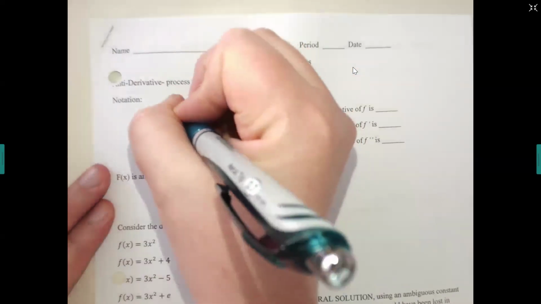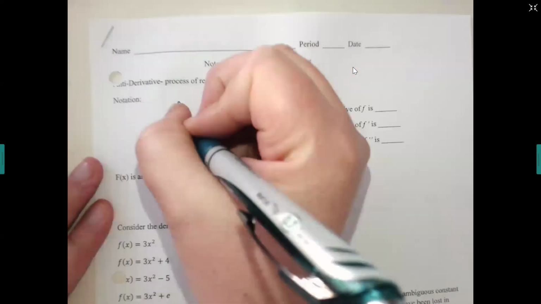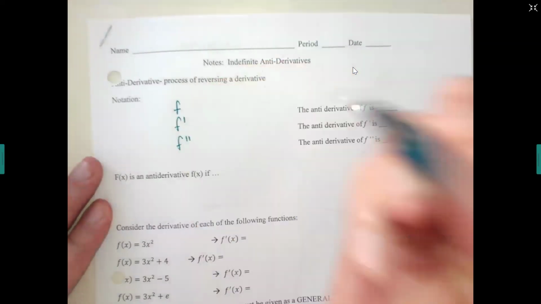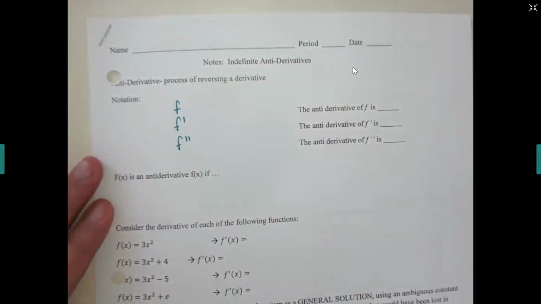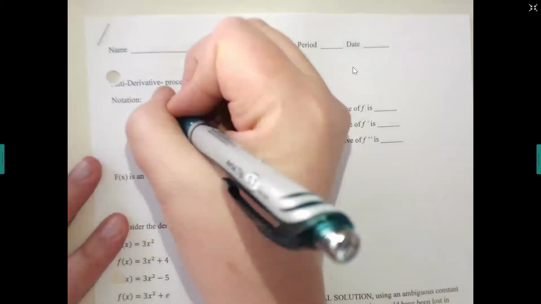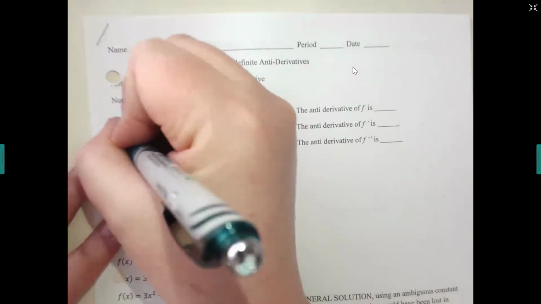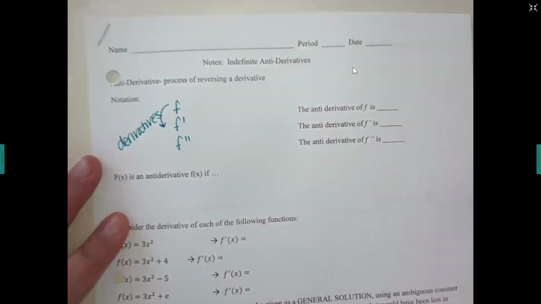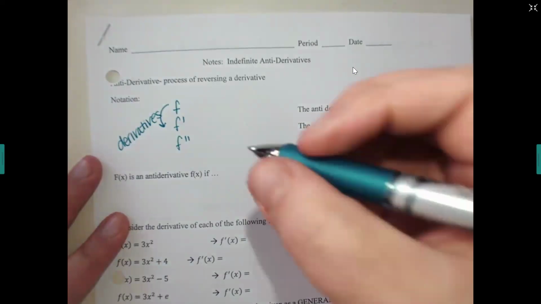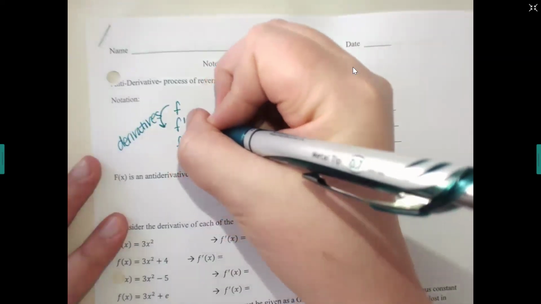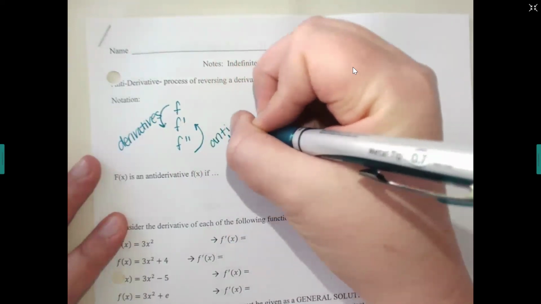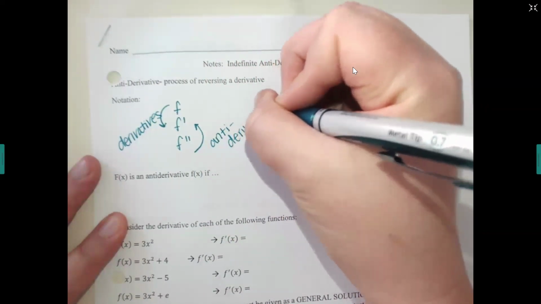So if I have f, what do I call the derivative of that? F prime. What's the derivative of that? Okay, and then if I took the derivative again, f triple prime, and so on. So with derivatives, you're going to go down that list. Then for an antiderivative, you're just going to go basically up that list. So on this side, I'm going to go up and I'm going to put antiderivative.